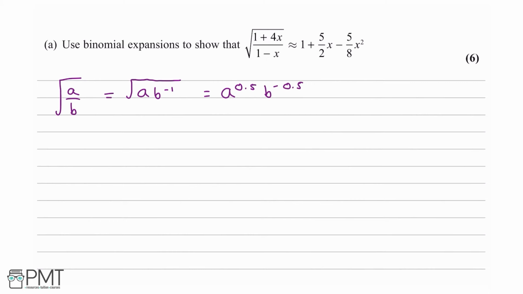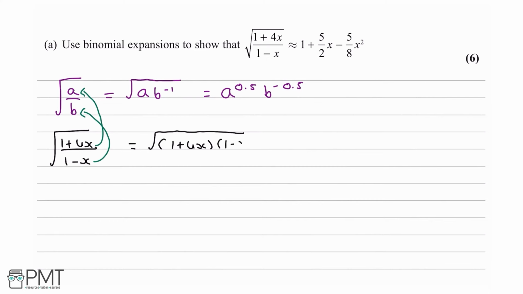All right, so let's apply that. We have the square root of (1 plus 4x) over (1 minus x). In this case we let a be 1 plus 4x and b be 1 minus x. So this equals the square root of (1 plus 4x) times (1 minus x) to the minus 1, which equals (1 plus 4x) to the half times (1 minus x) to the minus a half.